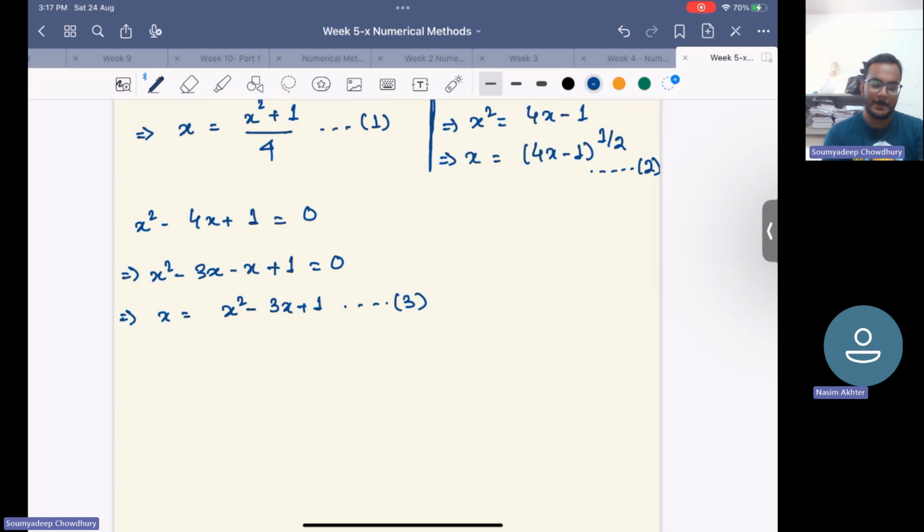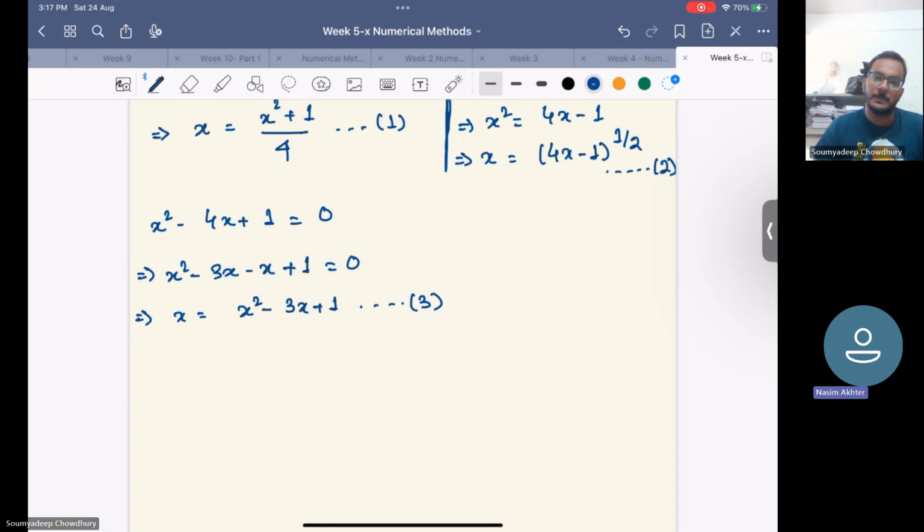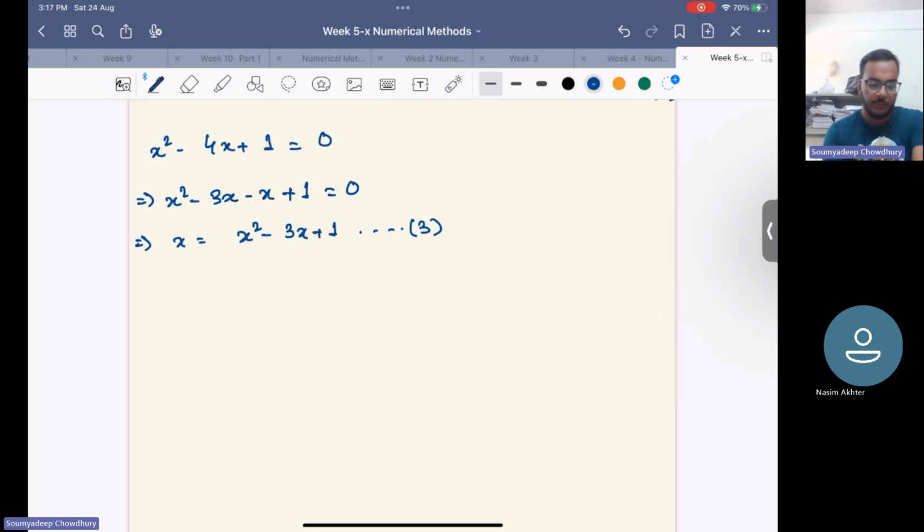Is it clear? Yeah, I want to ask that there are n number of possibilities that we can write the equation, same equation? Yes, correct. Okay.